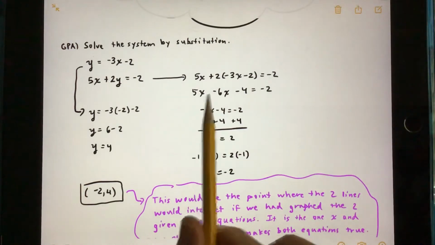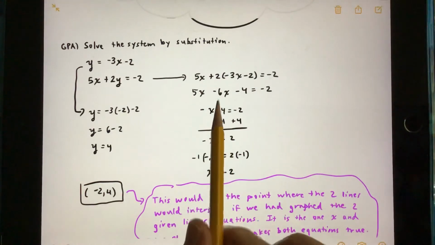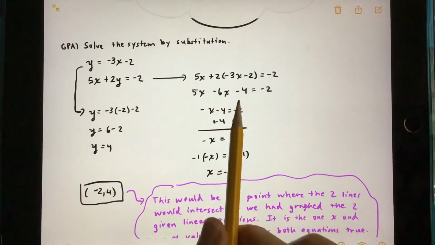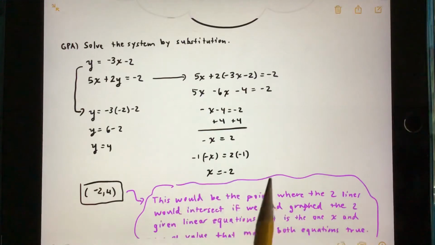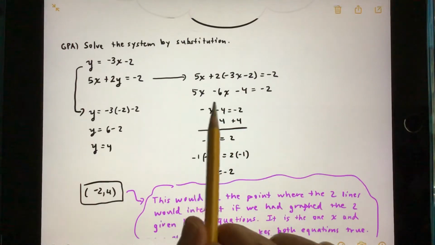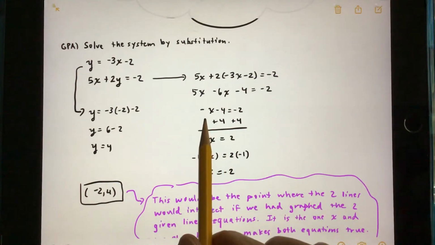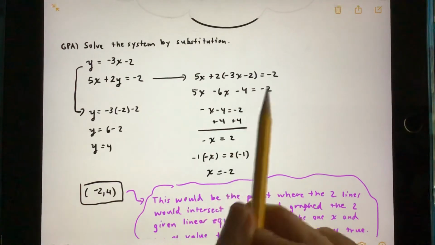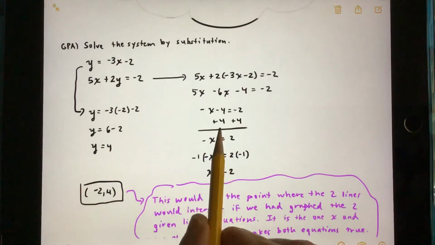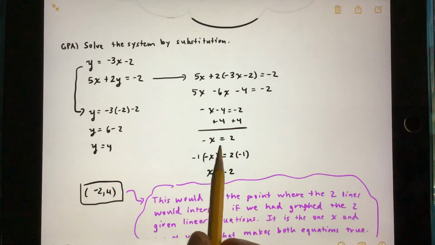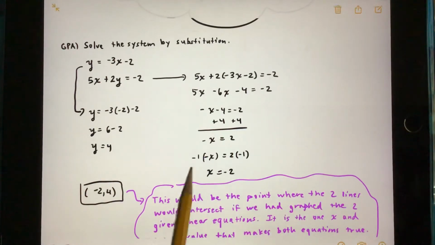All right, so here I'm going to use the distributive property. 2 times negative 3 is negative 6. 2 times negative 2 is negative 4. Everything else gets copied. Now I'm going to combine my like terms. 5x minus 6x is negative x. It's negative 1x. It's hiding. Minus 4 gets copied, equals negative 2 gets copied. Add 4 to both sides, and I have negative x equals 2. Multiply or divide both sides by negative 1, and I find out the value of x is negative 2.